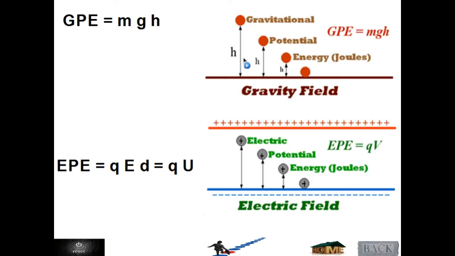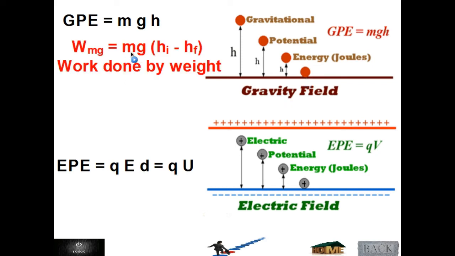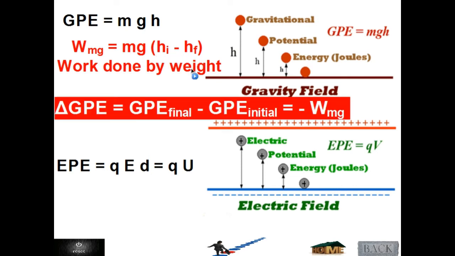Here, as we have more height from the reference, we have more gravitational potential energy. And as we go closer to the reference, then the gravitational potential energy decreases till it reaches 0 whenever I'm at the reference. So the work done by mg is equal to mg times height initial minus height final. This is the work done by the weight. And the variation of gravitational potential energy, final minus initial, is equal to minus the work done by mg.